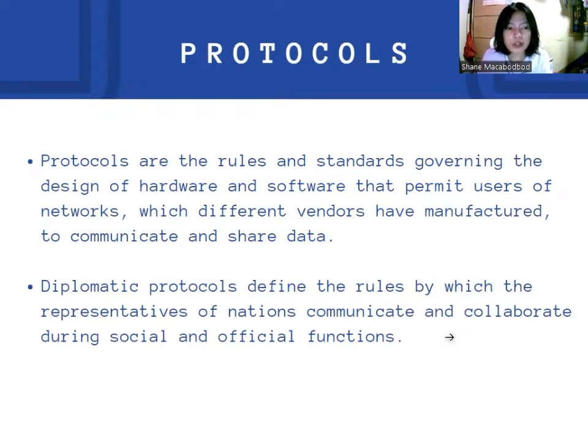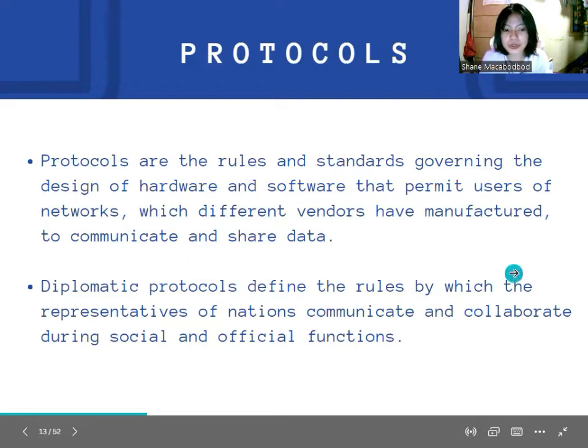between diplomatic counterparts. So what functions do protocols perform? It facilitates the physical connection between the network devices. Also, it synchronizes the transfer of data between physical devices. It provides a basis for error checking and measuring network performance, and it promotes compatibility among network devices. And lastly, it promotes network designs that are flexible, expandable, and cost effective. So diplomatic protocols define the rules by which the representatives of nations communicate and collaborate during social and official functions.